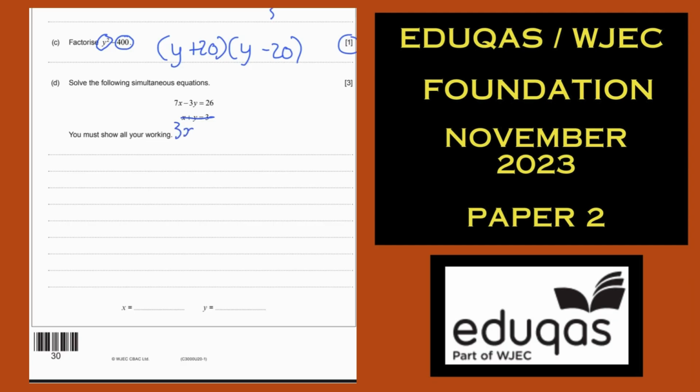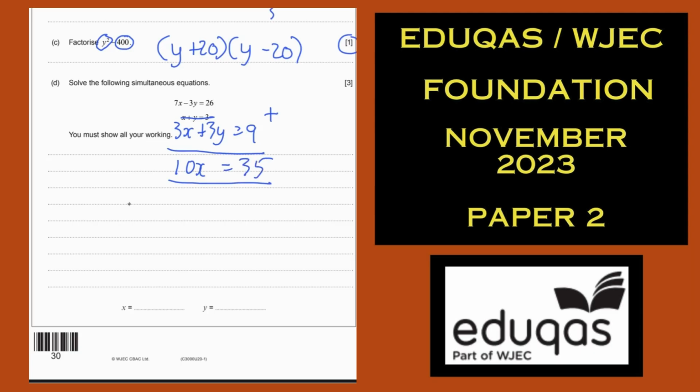We get 3x, 3y and 9. I've got negative 3y on the top, positive 3y on the bottom. I'm sure your teachers have said same sign, subtract. Well, these are different signs. We add. 10x's. The y's cancel out.